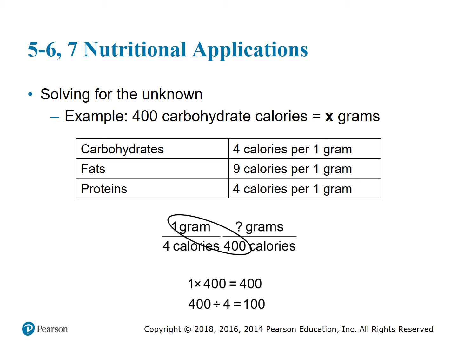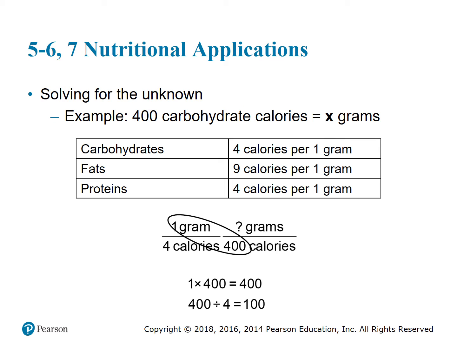So carbohydrates, fats, and proteins provide fuel for our bodies. We already know that. Well, these factors are easily applied by using proportions to solve for an unknown. So here we have another example, but this time we're talking about calories. In the example, we have 400 carbohydrate calories equal how many grams? All right, so let's look at what our chart tells us. So we're going to set this up grams to calories and grams to calories.